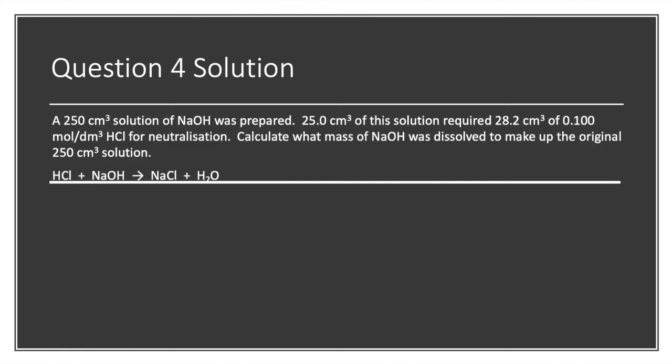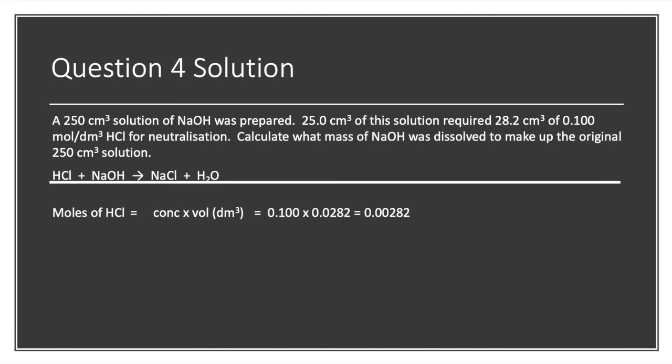So question 4, we prepared a solution of sodium hydroxide, and that has a volume of 250 centimeters cubed. And 25 centimeters cubed of that solution required 28.2 centimeters cubed of 0.1 moles per decimeter cubed nitric acid for neutralization. So we need to calculate the mass of sodium hydroxide that was dissolved to make up that solution. And there's the equation there.